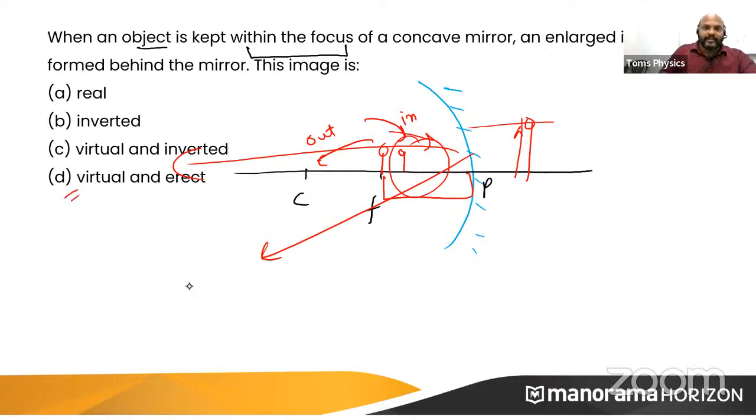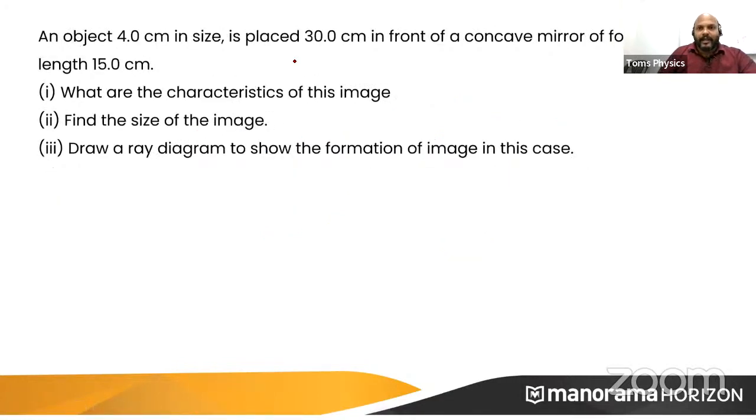Okay, let's look at the next question. An object is 4 centimeters in size. It is placed 30 centimeters in front of a concave mirror whose focal length is 15 centimeters. I'll say again, we are dealing with a concave mirror. It has a focal length of 15 centimeters. We have an object that has been placed 30 centimeters away from the pole of this mirror, and the object is 4 centimeters in size.